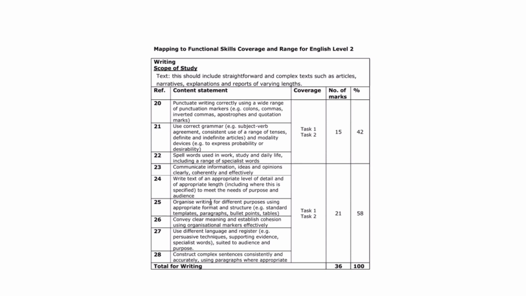So you want to be thinking about organisational features, conveying clear meaning and establishing cohesion using organisational markers. So that means connecting your ideas together, using different language and register that is suited to audience and purpose. So you need to be considering the audience and purpose of the text and using language that is appropriate for that audience and purpose. And finally, constructing complex sentences consistently and accurately and using paragraphs where they are appropriate.